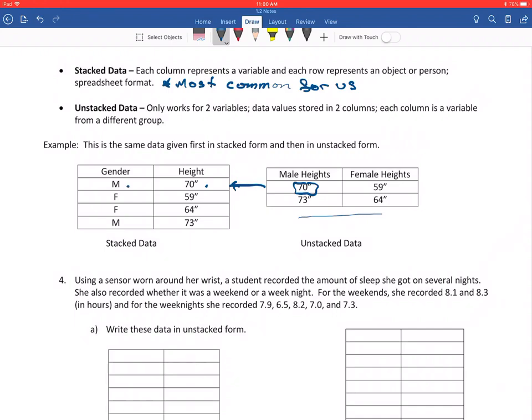So the stacked form is, honestly, the way that we like to store our data. When you collect data and when you pull it up in StatCrunch, you're probably going to see it in the stacked form.